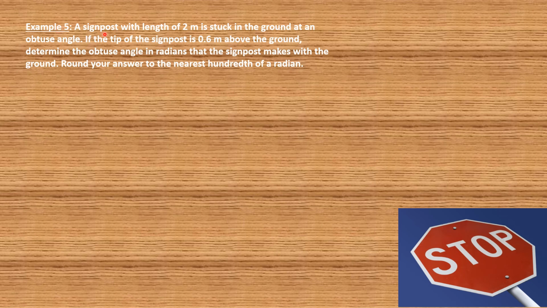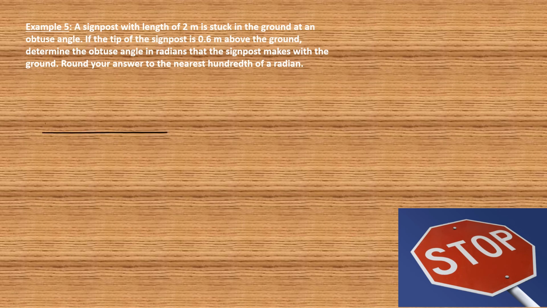Example 5: a signpost with a length of 2 meters is stuck in the ground, so maybe a car hit it. See this sign over here? It's an obtuse angle. Let's get a little diagram here. We've got a lot of information, so let's put it into a diagram. You should really use a ruler. I'll try, but it's always a mess. When I'm using a Wacom tablet here, it recognizes the ruler and it throws my pen off, but let me give it a shot.